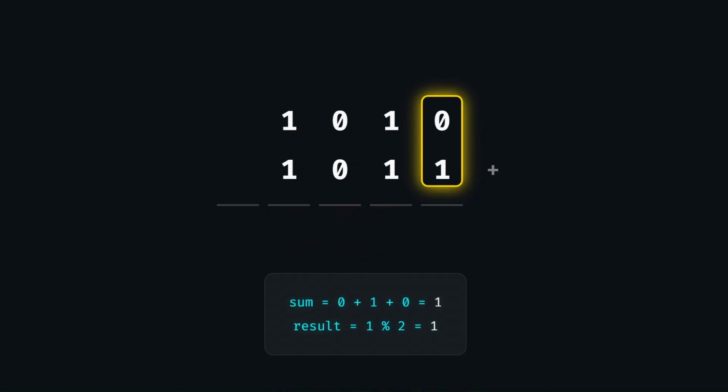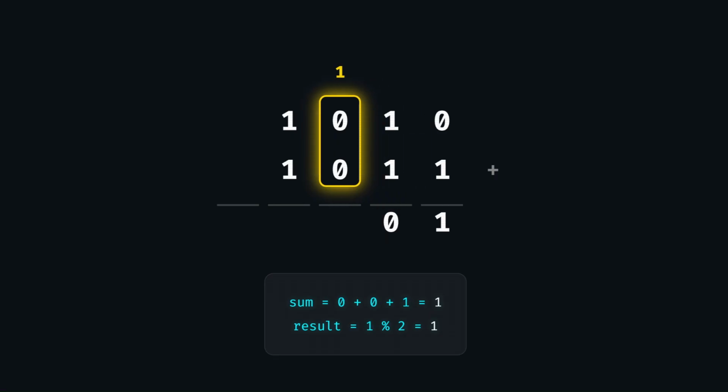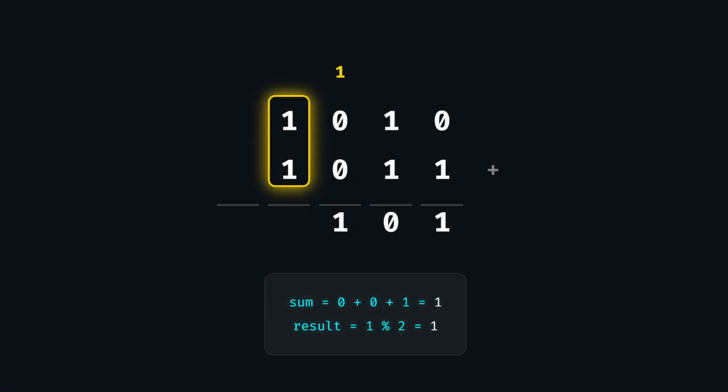0 plus 1 plus carry 0 equals 1. Result 1, carry 0. 1 plus carry 0 equals 2. Result 0, carry 1. 0 plus carry 1 equals 1. Result 1, carry 0. 1 plus carry 0 equals 2. Result 0, carry 1.